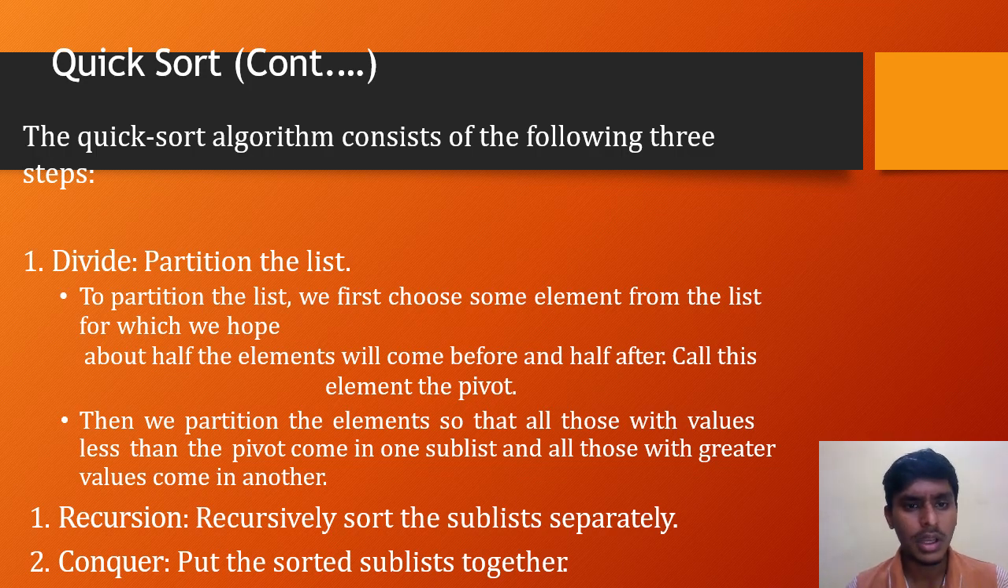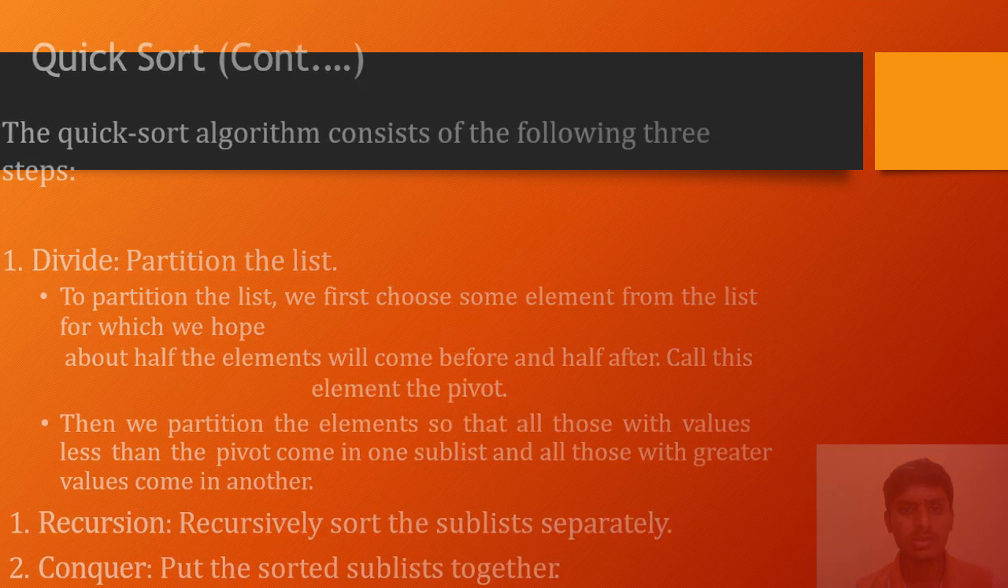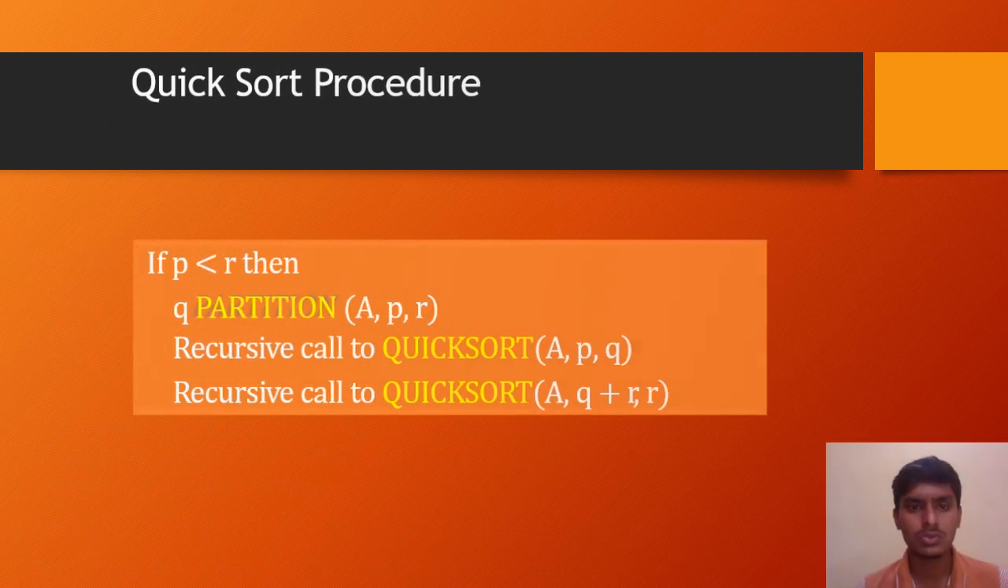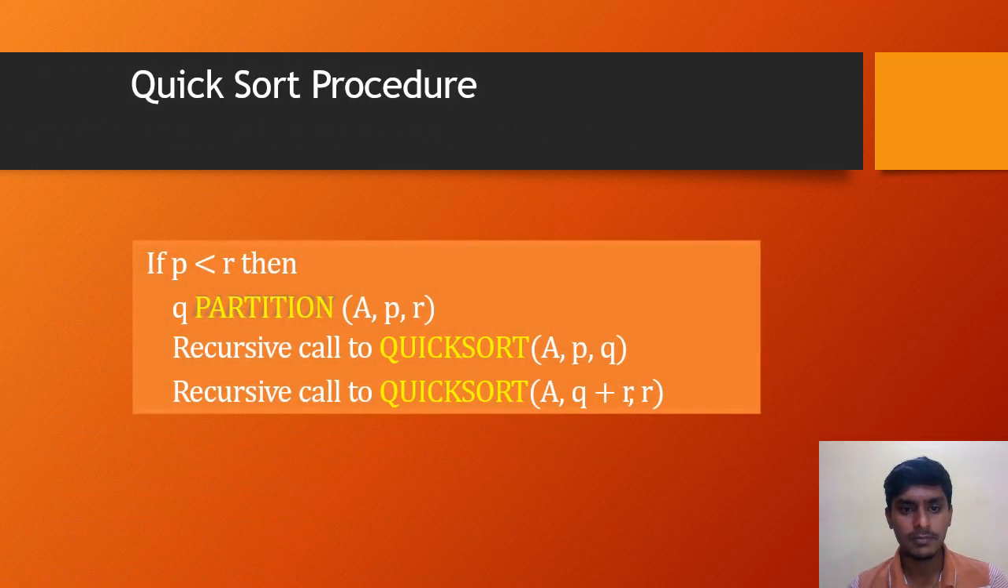And then next is the quicksort procedure. If p is less than r, then q = PARTITION(A, p, r). Make a recursive call to quicksort on A[p..q-1], and a recursive call to quicksort on A[q+1..r].